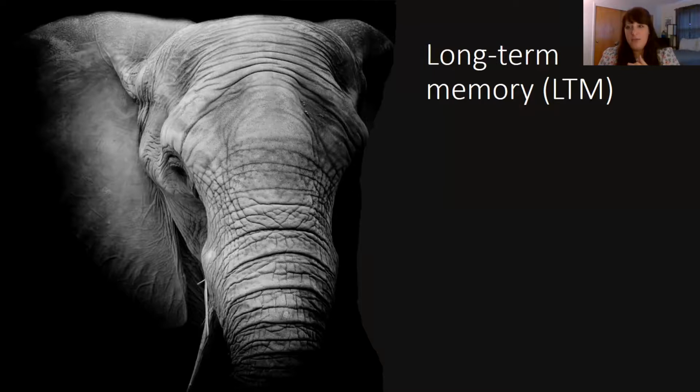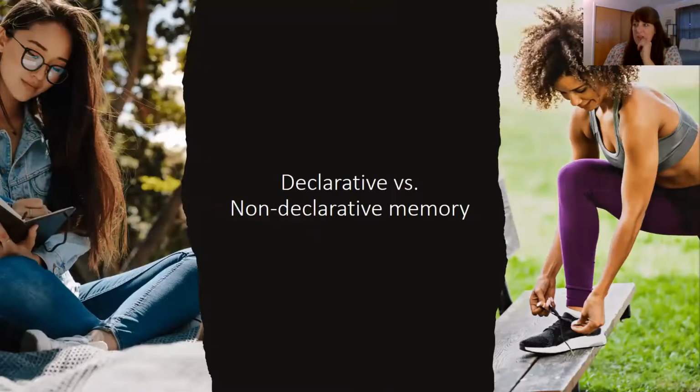We have enough capacity that you could compare it to the number of grains of sand on the planet. We have more capacity to learn information than there are grains of sand on the entire planet, which is hard to even comprehend. Okay, so let's talk about declarative versus non-declarative memory.